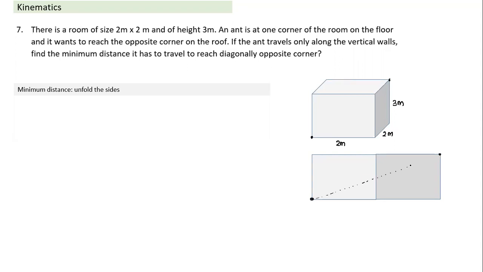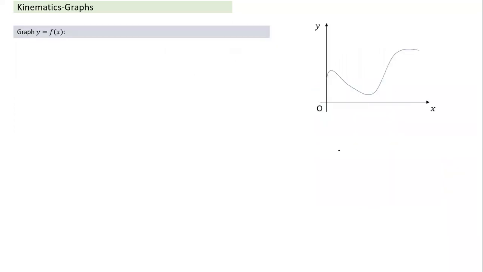Both are similar cases. What is the minimum distance it has to travel? This is 4 meters and this is 3 meters, so it has to travel a minimum distance of 5 meters. So this is a similar question. If I fold it in the form of a box, it becomes a little different, a little more challenging. Right, okay. So far, very basics.